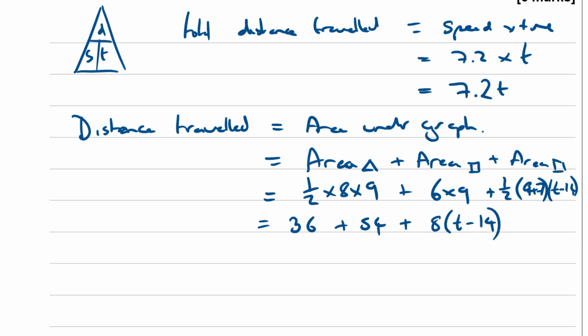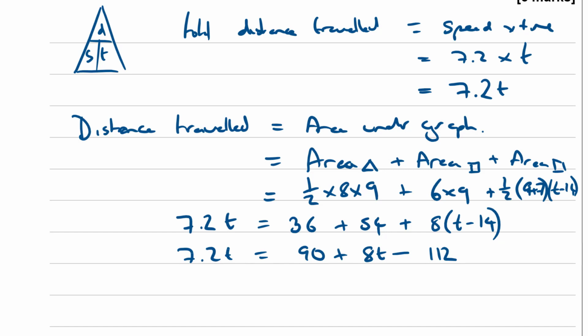And we know that that is the same thing as 7.2t. So you'll see we've got an equation in t, which we can now solve. So let's do that. So 7.2t is equal to, well, 36 and 54 adds up to 90. Then removing the brackets over here, I'm going to get 8t minus 8 lots of 14. What's that? 80 and 32, so 112.